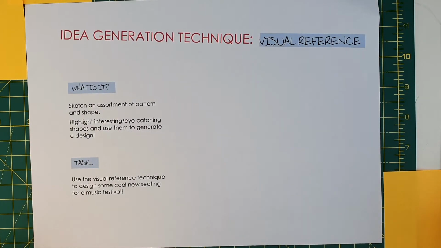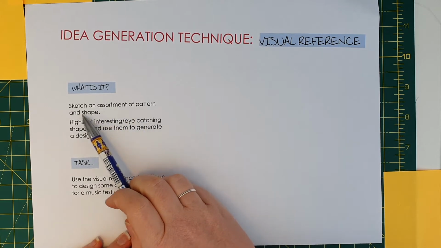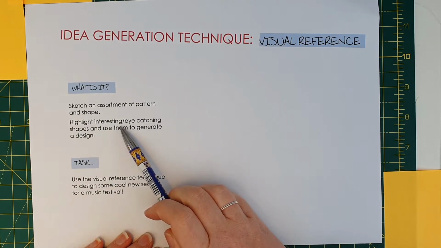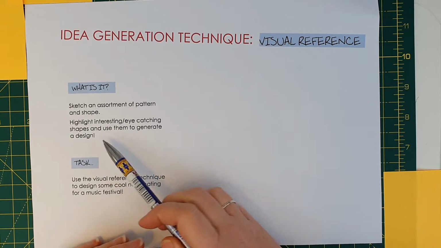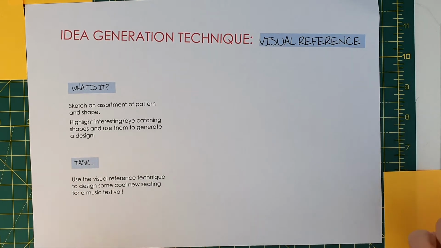The next idea generation technique is called visual reference. You sketch an assortment of pattern and shape and highlight interesting or eye-catching shapes and use them to generate a design. So just lots of different shapes.